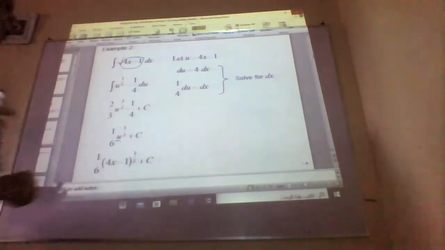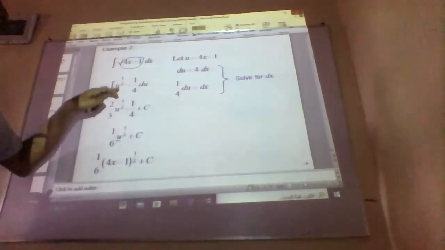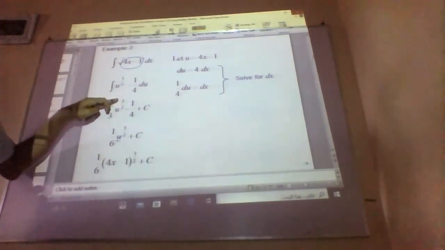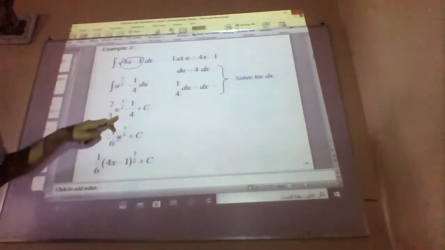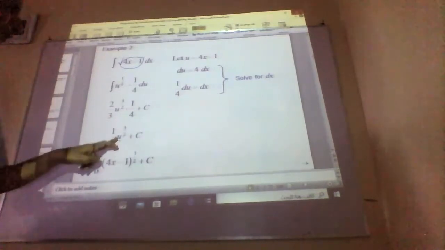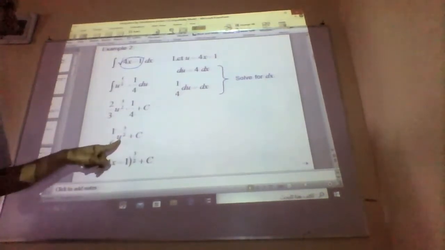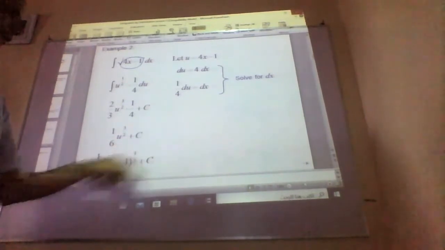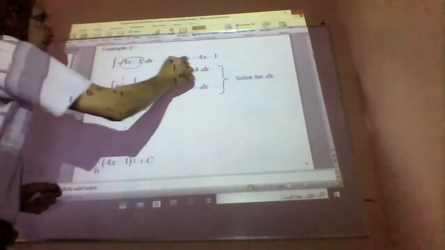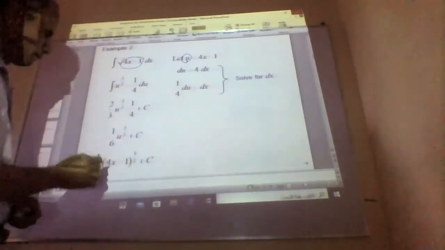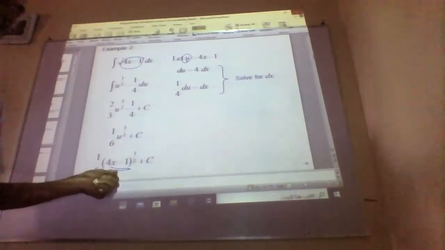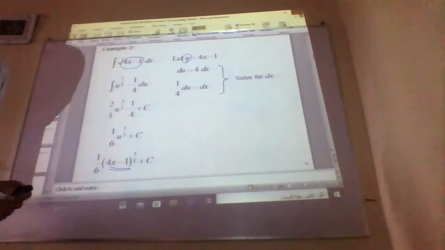We know quarter is a constant. Integrating u power half to be u power 3 halves divided by 3 halves, or multiplied by 2 thirds. Simplifying, we have one sixth u power 3 halves plus constant, and the last step, return u to be 4x minus 1 instead of u in the final step.